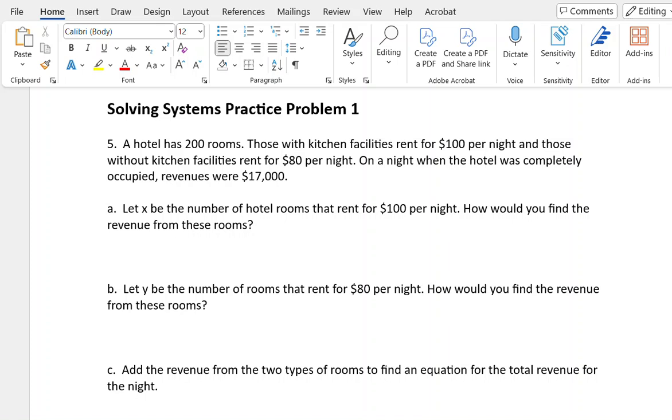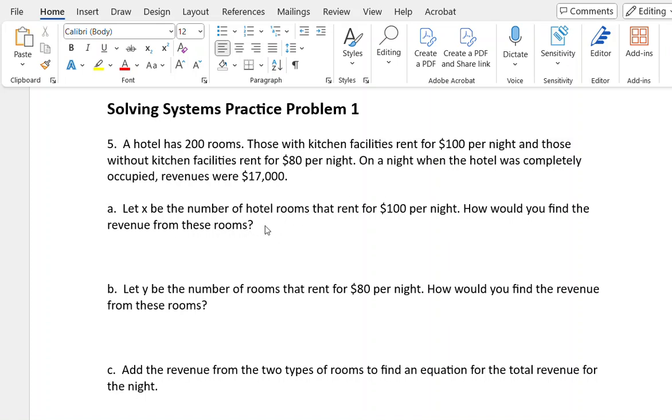In this video, we're going to solve a systems practice problem that's similar to the problems that you will see in my lab. So for this problem, we have a hotel that has 200 rooms. The rooms with kitchen facilities rent for $100 per night, and those without kitchen facilities rent for $80 per night. On a night when the hotel was completely occupied, revenues were $17,000.